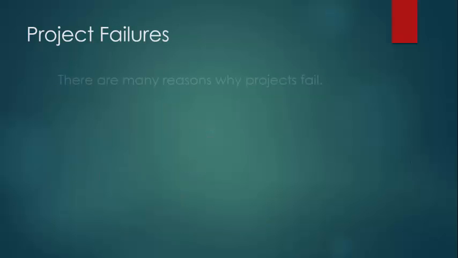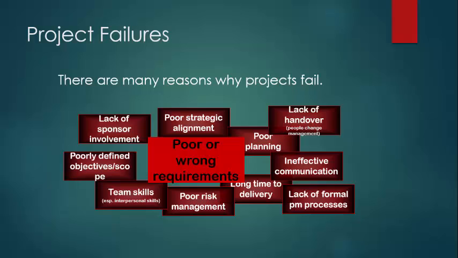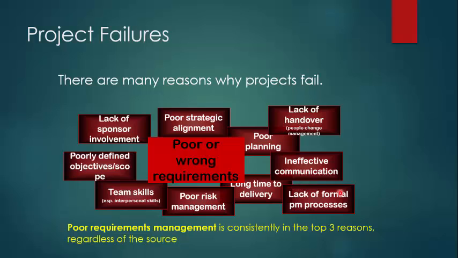Okay, so this is another view of why projects could fail: lack of sponsor involvement, poor strategic alignment, lack of handover, poor planning, ineffective communication, lack of formal project management processes, long time to delivery, poor risk management, poor team skills, poorly defined objectives, but mainly poor or wrong requirements. Poor requirement management is consistently in the top three reasons for project failure, regardless of whatever source it is. Okay, all right.